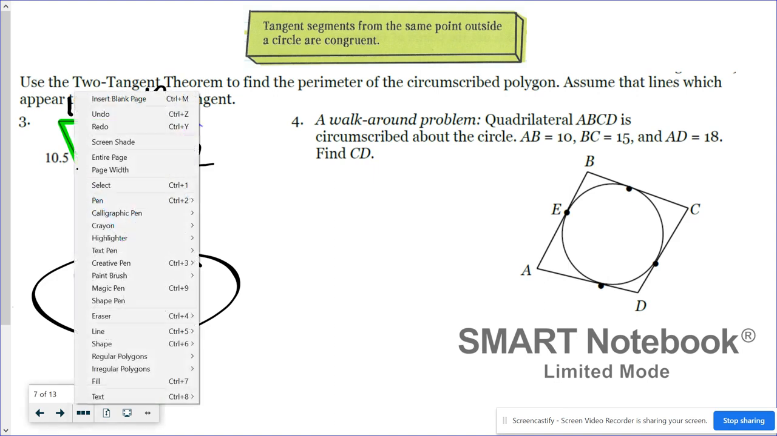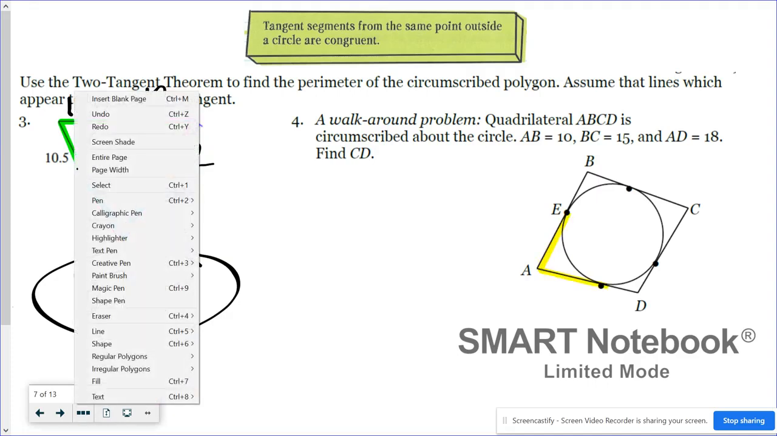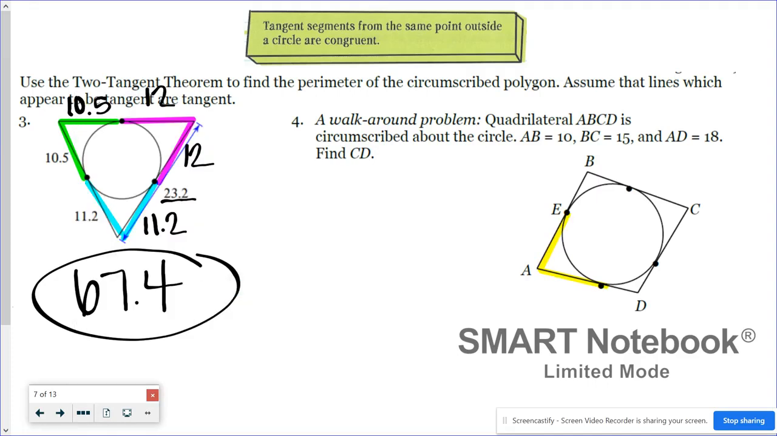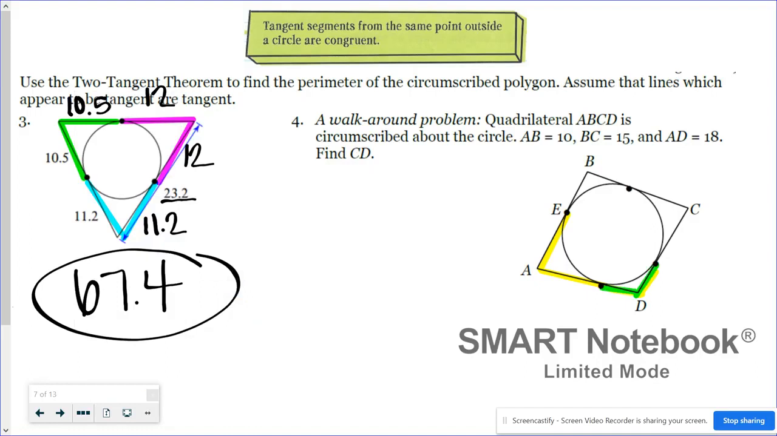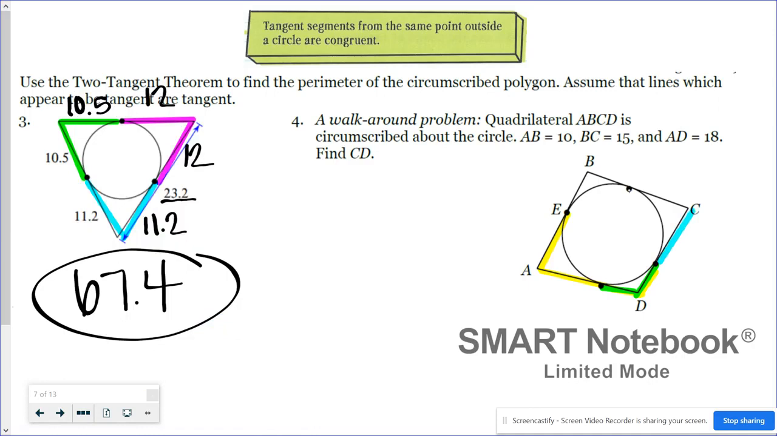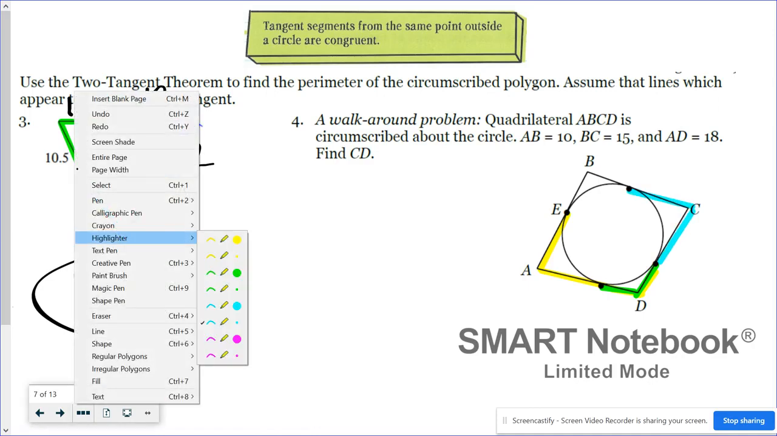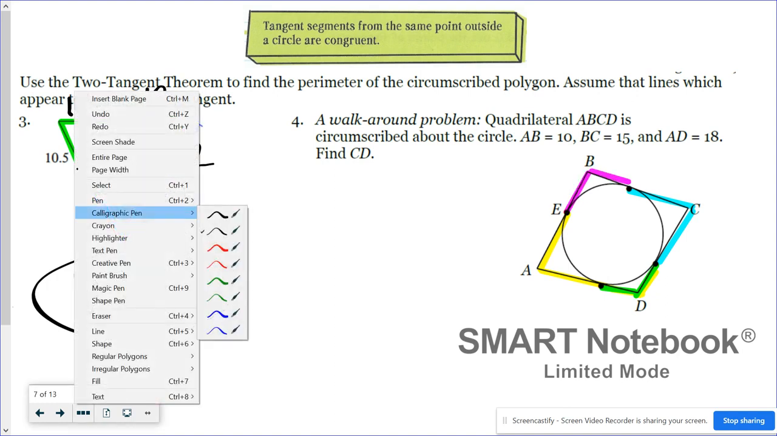Number 4 is a little bit different. It's called a walk-around problem because we are going to take a walk around this polygon here. So I'm going to highlight all my congruent tangents, just because I think that's going to help us be a little organized here. There we go. Beautiful, right?